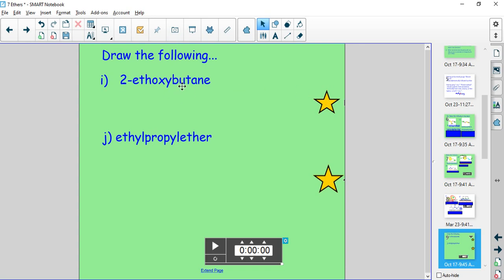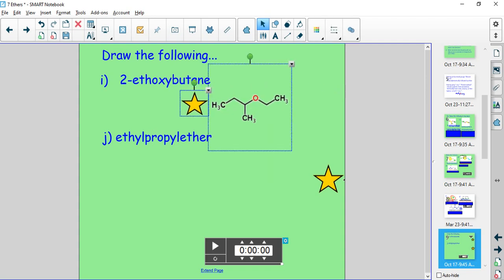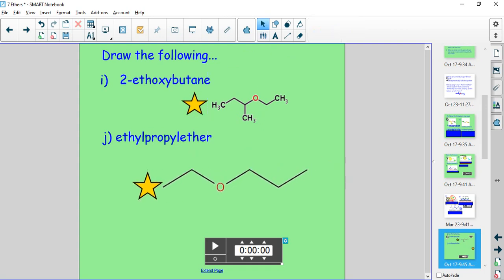This is the parent method of naming, so I would suggest drawing the butane first, and then off of the second carbon, attach an ethoxy. So attach an oxygen with an ethyl group, and you get this molecule. So 1, 2, 3, 4, 4 carbons long. Off of the second carbon, we have oxygen with an ethyl group attached to it, and that's the structure. The next example uses the branch-branch method of naming, that is ethyl propyl ether. So oxygen in the center, draw an ethyl, 2 carbons, draw a propyl, 3 carbons on the other side, and your structure looks like this.